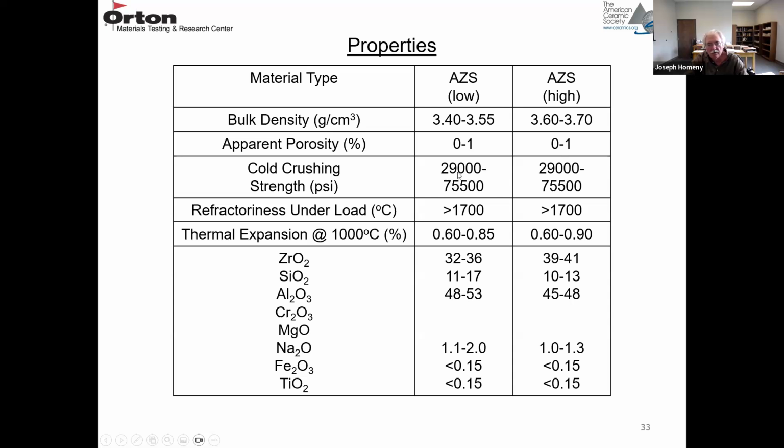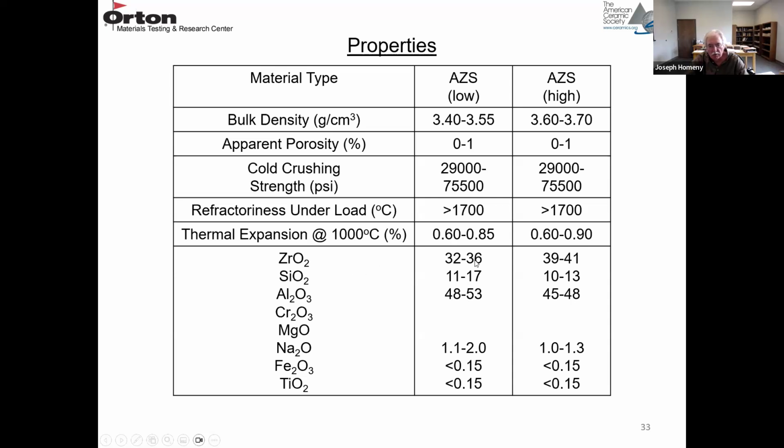So low porosity, dense materials, going to have high strength. So the crushing strength, 29 to about 75,000 PSI. So they're very strong. They're high temperature materials, so the refractoriness under load is greater than 1700 degrees C. The thermal expansion at 1000 degrees C, in percent, is 0.6 to about 0.8, 0.6 to maybe 0.9. So they're not extremely low expanding materials.